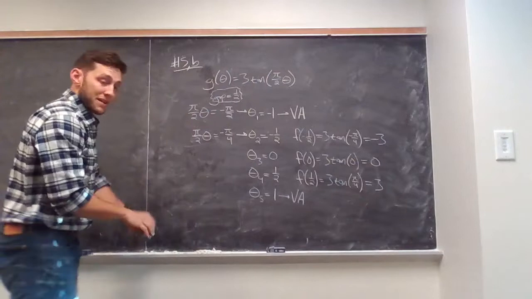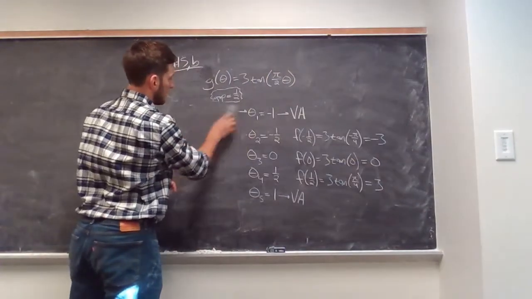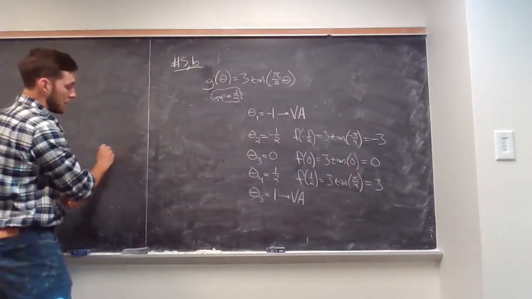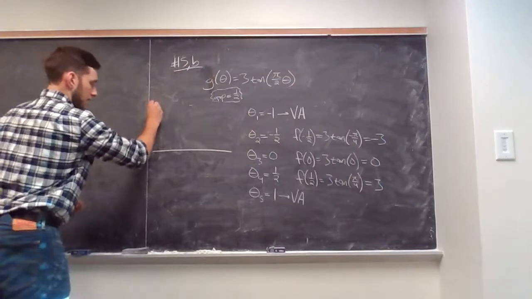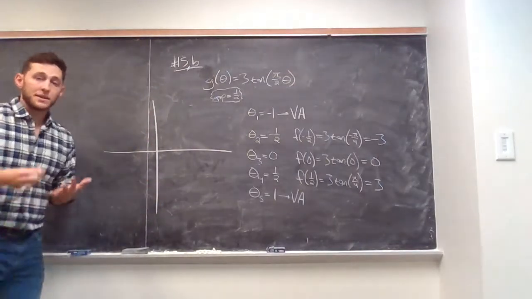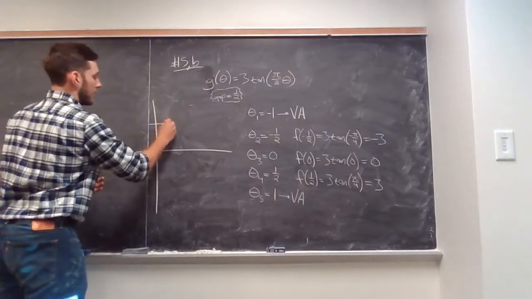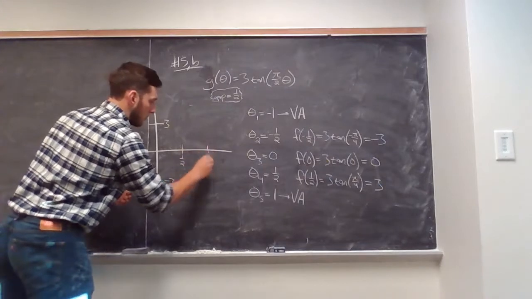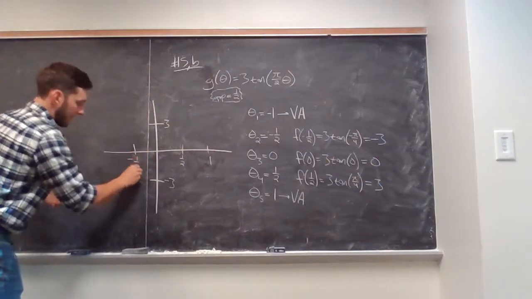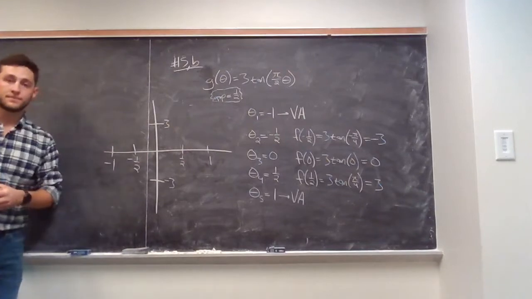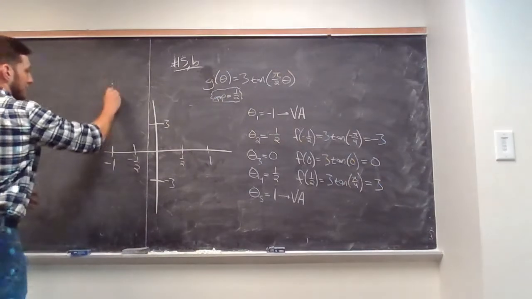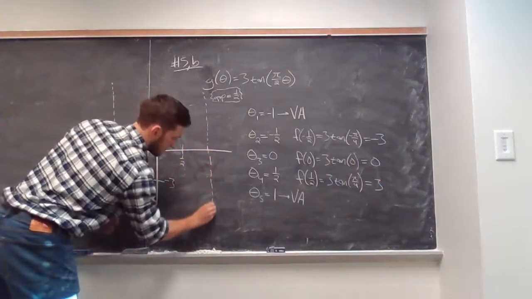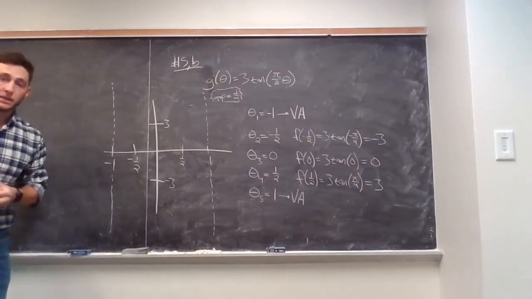So if you do not mind me erasing one more time, all I do now, since you guys can see over here, I'll go ahead and draw it over here, is I just draw and clearly label my points. So let's say 3 right here, negative 3 right here, 1/2, 1, negative 1/2, negative 1. I draw my vertical asymptotes at the first and last important point. And then I clearly label.